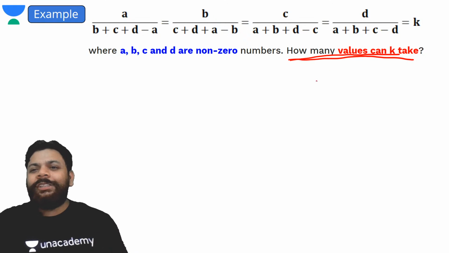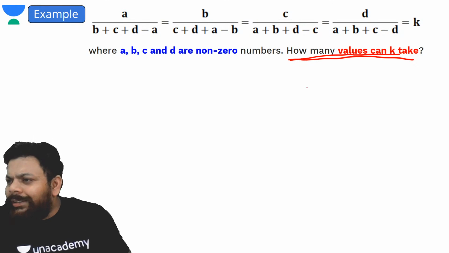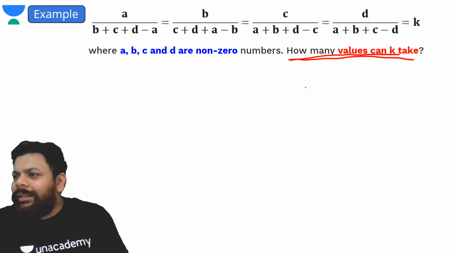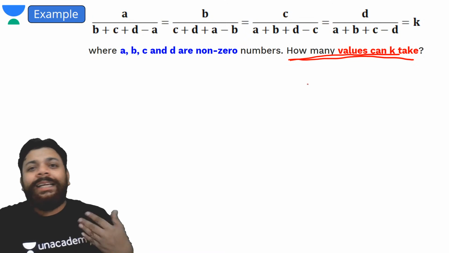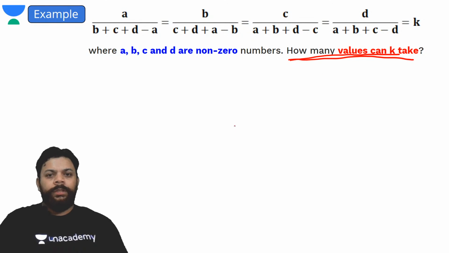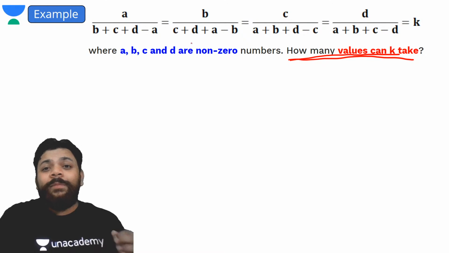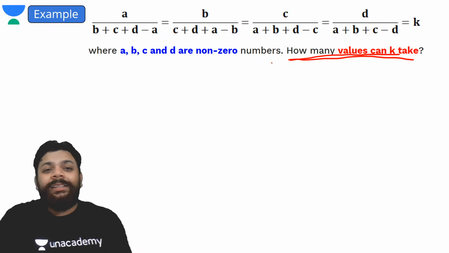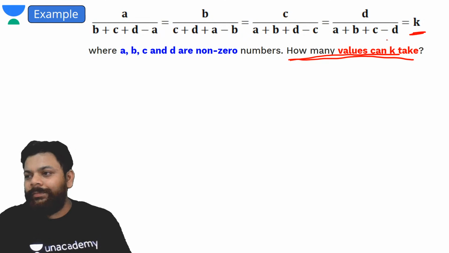Okay, how many values can K take? Okay, so answers have started coming. Karthik is saying 3. So tell me, what are the 3 values that K can take? As of now, I have always told you, whenever there will be more than one equal-to sign, in that case always you have to assume k.